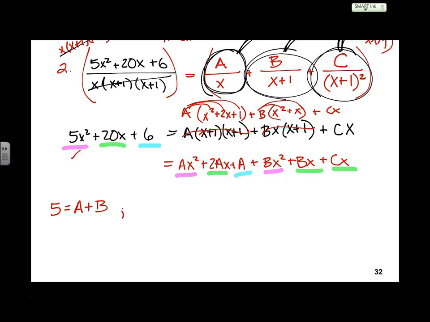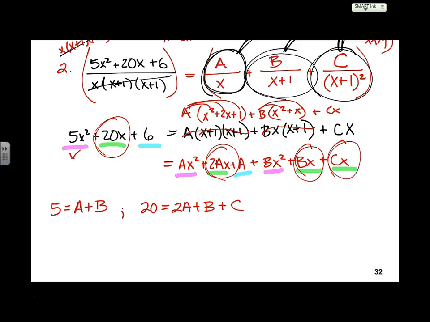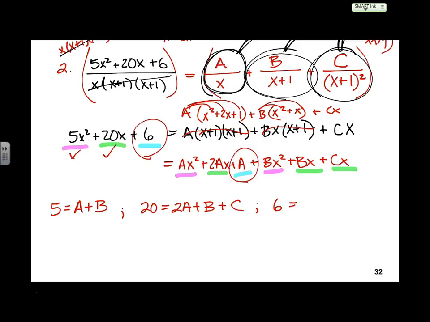20. Yep, 20 had to come from 2A plus each of the coefficients of the x terms. Plus C, isn't it? So 20x had to come from 2A plus B plus C. Had to come from the coefficients of the x term. And then, last but not least, where did 6 have to come from? The non-x one, right? The non-x one.